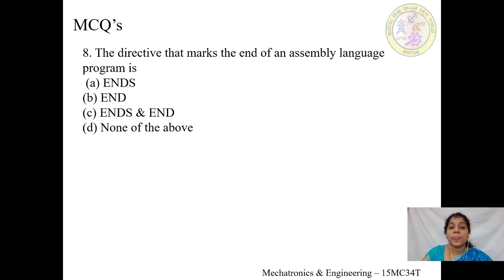Eighth one. The directive that marks the end of an assembly language program is option A ends, option B end, option C ends and end, option D none of the above. The directive that marks the end of an assembly language program. Yes, it is option B end.